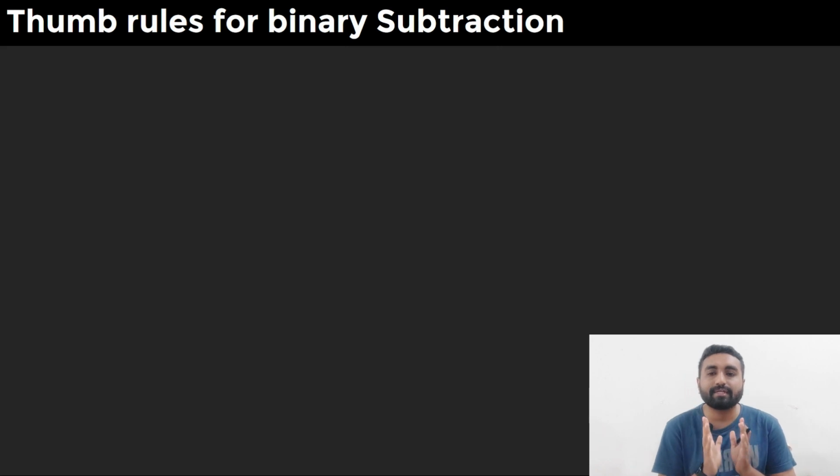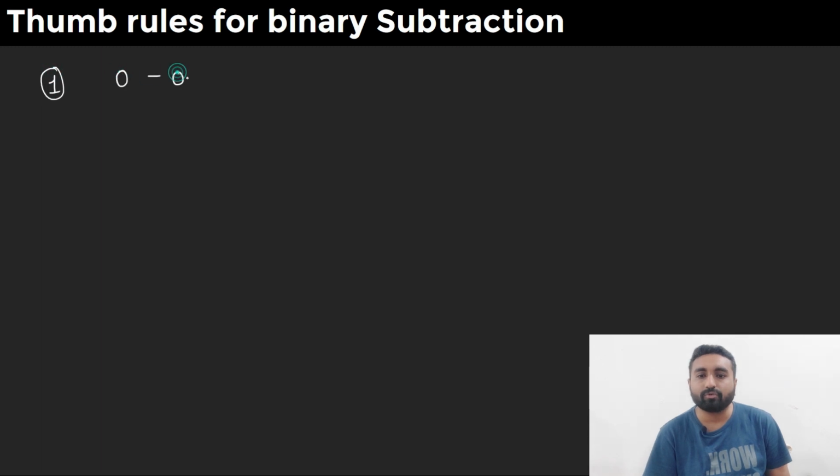First of all, we will understand the basic thumb rules that are required to understand the subtraction of binary numbers. So the first thumb rule over here is very simple: 0 minus 0 is equal to 0. Okay. The second thumb rule is 1 minus 0, that is equal to 1, right?